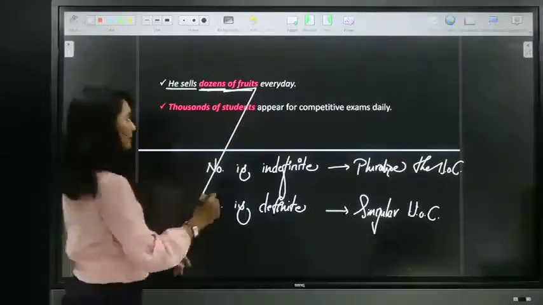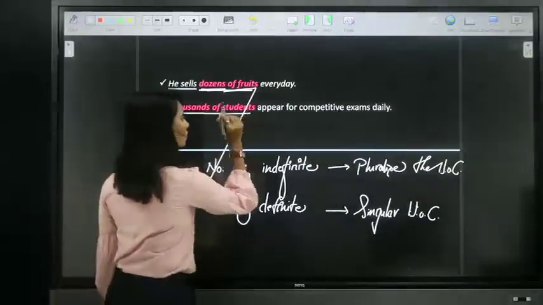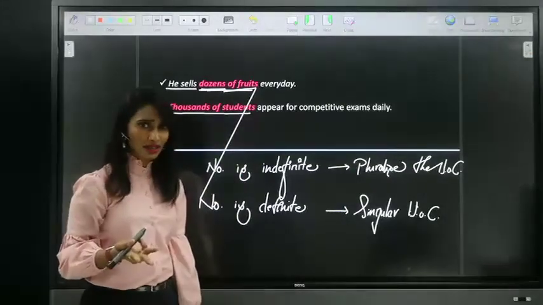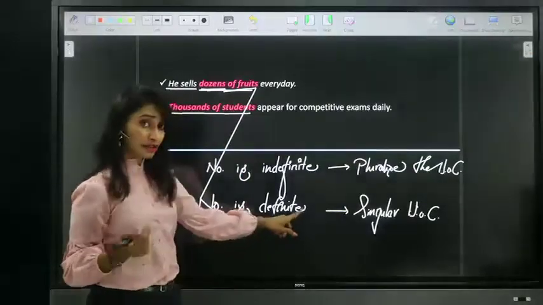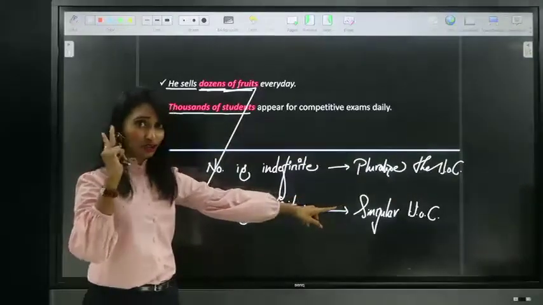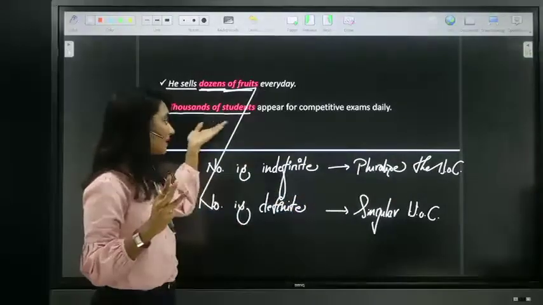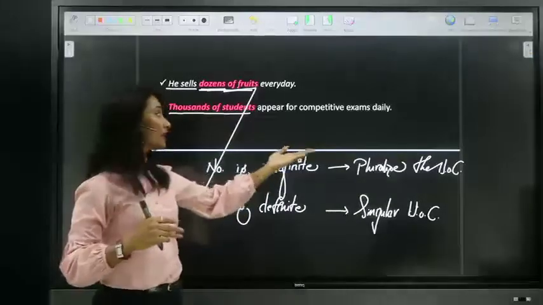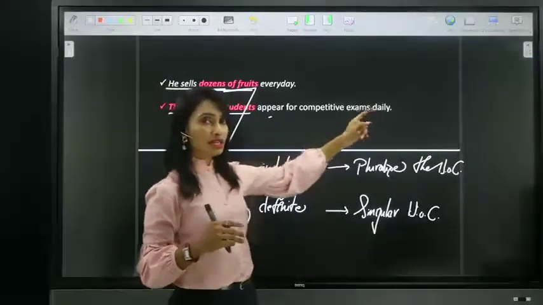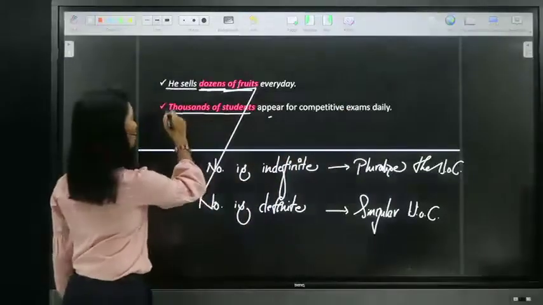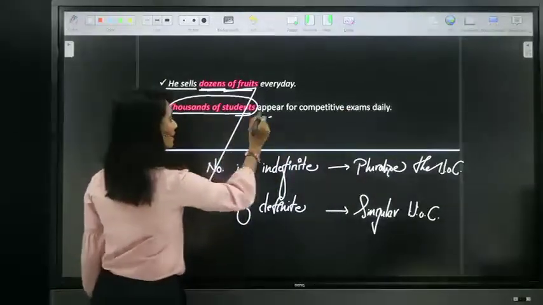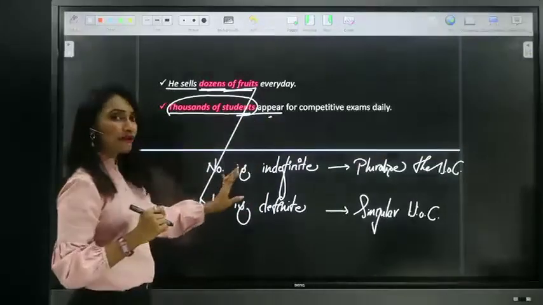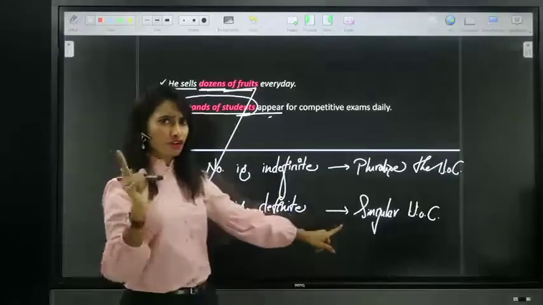Look at this sentence. Thousands of students, how many? 1,000, 2,000, 3,000. Definite 1, 2, 3, singular: 1,000, 2,000, 3,000. But how many? Indefinite, we are not sure. Thousands of students appear for competitive exams daily. So thousands of students, plural. That's the reason we use a plural verb, appear. So guys, remember this. When the number is definite, we should not pluralize it.